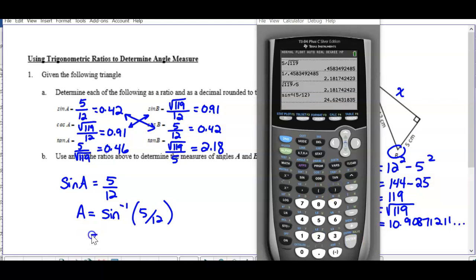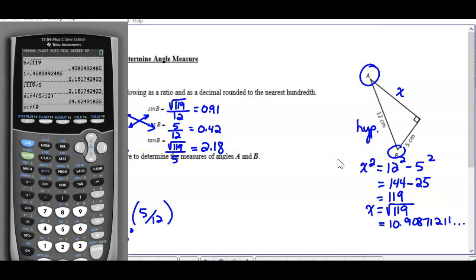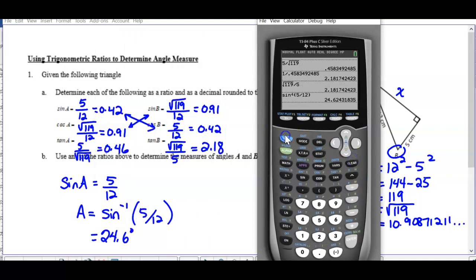It doesn't say what to round to. We'll go to 1 decimal place usually for angles. Now, if you had used second sine of that decimal form, which was rounded, 0.42, it would be a little bit off, 24.8. So you get a half mark taken off, because you rounded too soon. So just be aware of that.